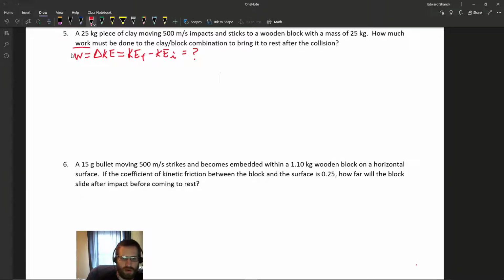So let's look at what a picture of this might look like. So we have the clay. There's the clay, 25 kilograms. It's quite heavy. Moving at 500 meters per second. That is a big, fast-moving piece of clay. Probably would have been launched from some sort of trebuchet type apparatus. I don't even know actually how it would be getting that fast. These numbers are insane. Anyway, yeah, you'd have to have some serious firepower to fire something that massive that quickly.